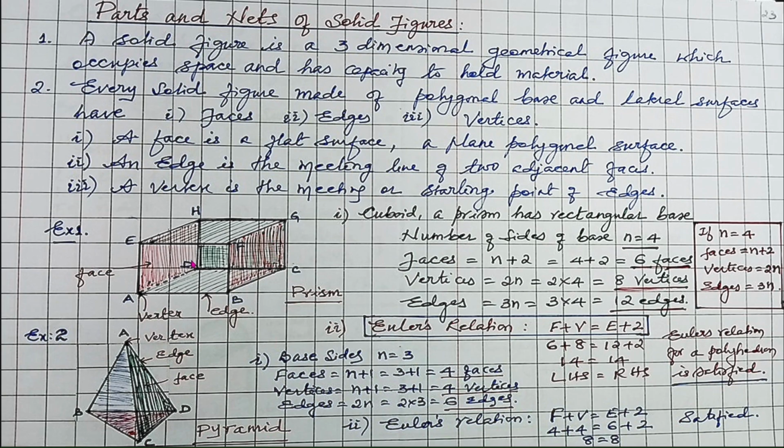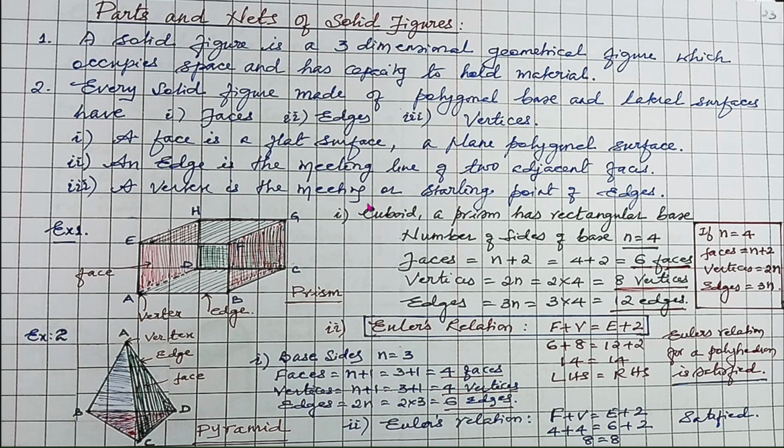Now, if you look at this cuboid, we have got a flat polygonal base, a flat lateral surface, and also different flat surfaces here, and all are the faces. An edge is the meeting line of two adjacent faces. If I consider the face BFGC and the face EFGH, then there is a meeting line between these two surfaces, and that meeting line is known as the edge of the solid figure.